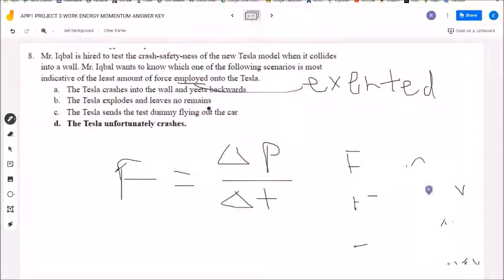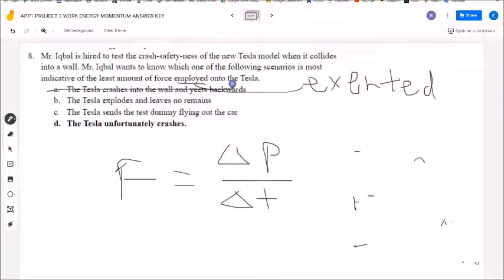So back to what I was saying about the change in momentum of the car or the Tesla when it crashes into the wall and goes in the opposite velocity direction. That would mean it would have a great change of momentum, which is delta p. The larger the numerator, the larger the quotient. So if change of momentum goes up, the force goes up too. That would not give us the least amount of force, which is what we were looking for. So this is just not it.